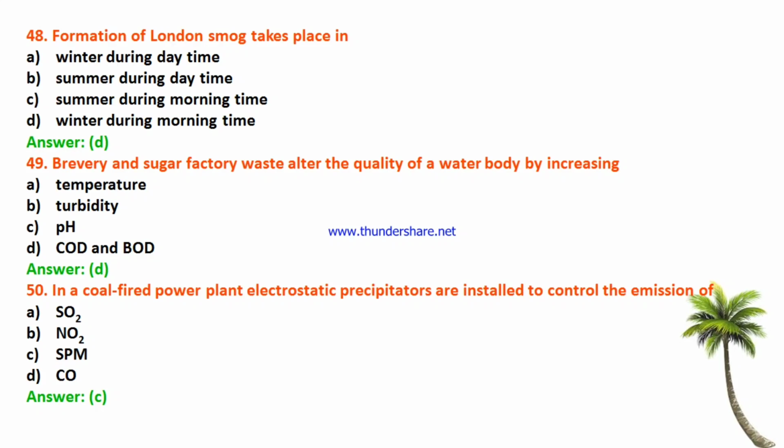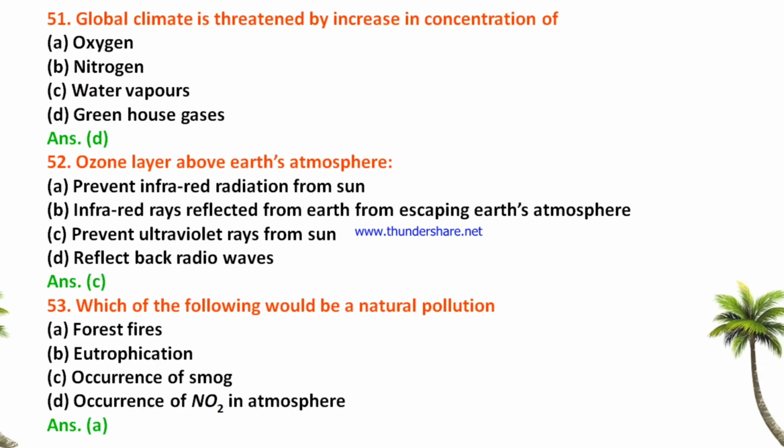In a coal-fired power plant, electrostatic precipitators are installed to control the emission of SO2, NO2, SPM or CO. And the correct answer is SPM. What is SPM? So SPM is suspended particulate matter. The electrostatic precipitators are installed to control emission of SPM or suspended particulate matter as it causes various respiratory disorders in humans. Next question. Number 51.